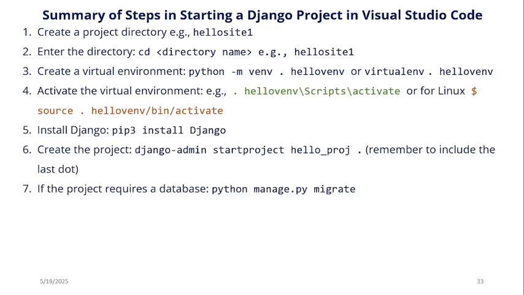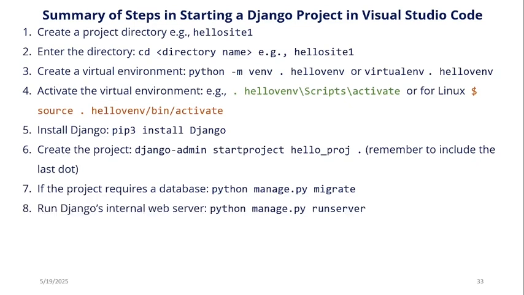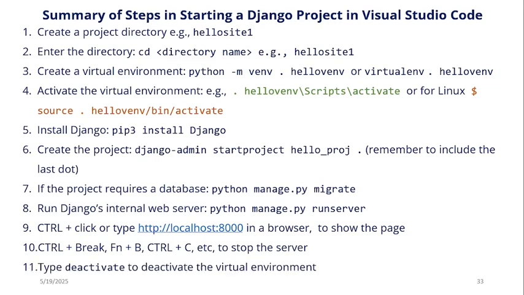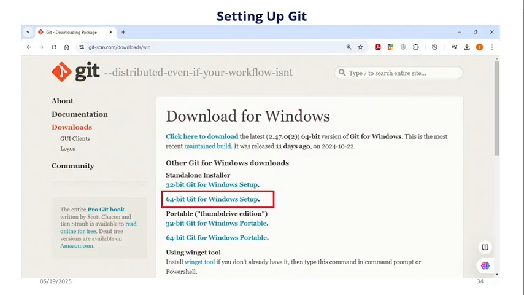Create a project. If the project requires a database, you will now run python manage.py migrate. We didn't do that, but we will do that in the future classes. Then you can test it by running Django's internal web server by doing python manage.py runserver. Then you can click or type in the URL in the browser to show the web page. You can also stop the server by doing Ctrl plus C or Ctrl plus Break, whichever. And you can also deactivate the virtual environment by typing deactivate.